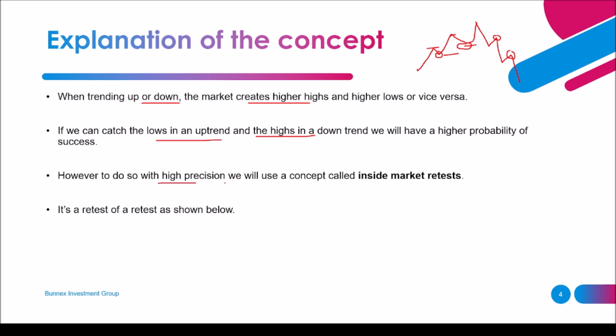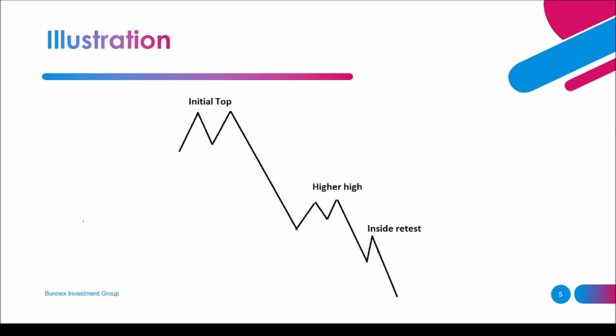However, to do so with high precision, we'll use a concept called inside market retest, which we'll talk about shortly. It's a retest of a retest as shown below. This is the initial top where a lot of traders try to get into the market. It's a point that comes after traps have been done and some accounts have been blown. After the initial top has been set, we'll get a higher high. This is a lower high in a downward trend, and then this, we call an inside retest.